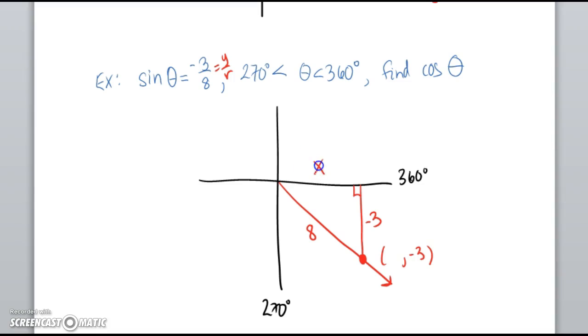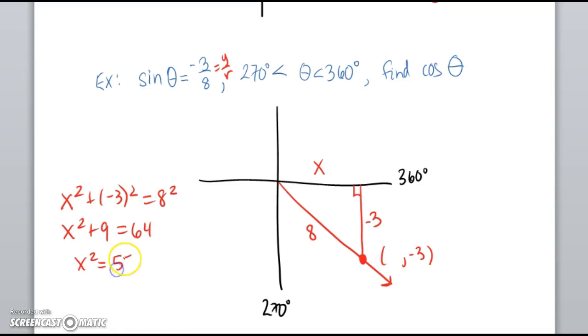We want to find the x-coordinate here. So let's use the Pythagorean theorem. X squared plus negative 3 squared equals 8 squared. X squared plus 9 equals 64. X squared equals 55. X equals root 55. So that's how long this side of our triangle is. And since we're in the fourth quadrant, x is positive, so the x-coordinate is positive root 55.